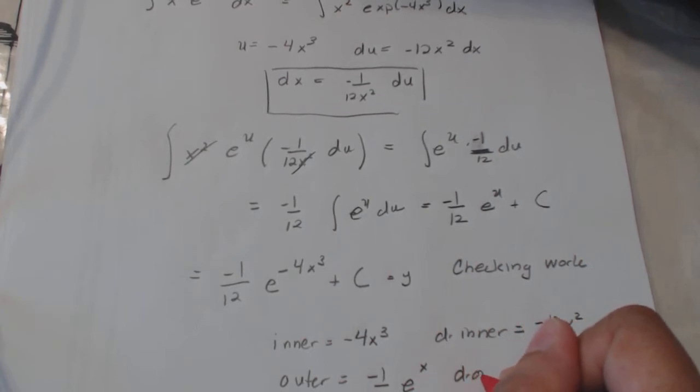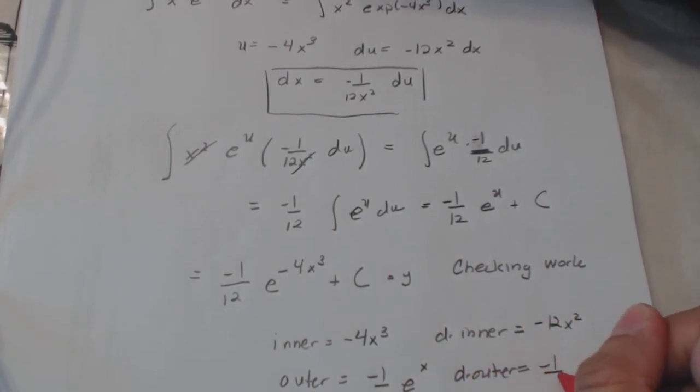My derivative of the outer is minus 1/12 e to the x, because the derivative of e to the x is e to the x.